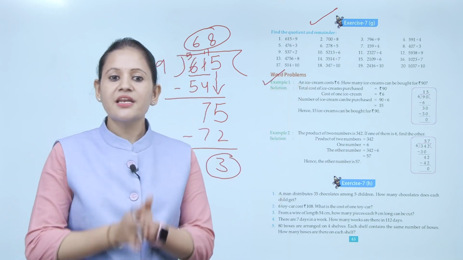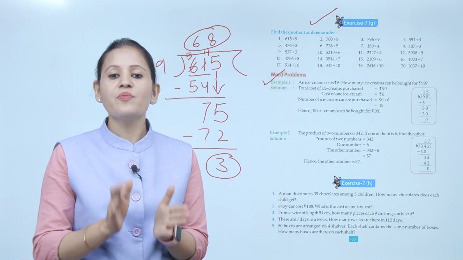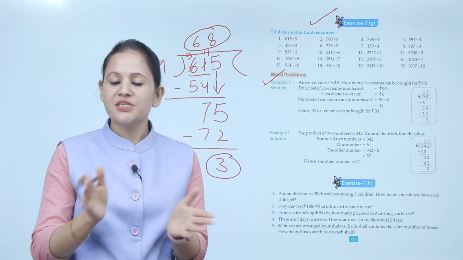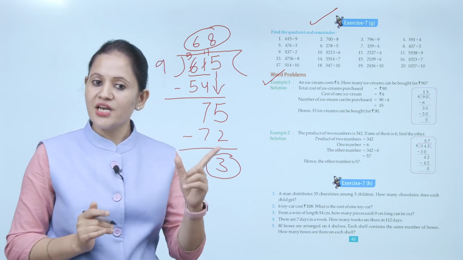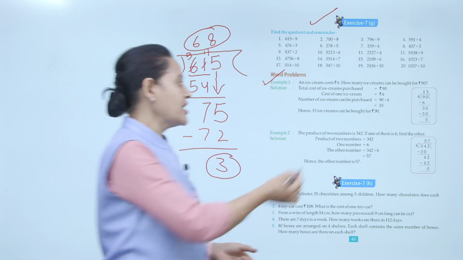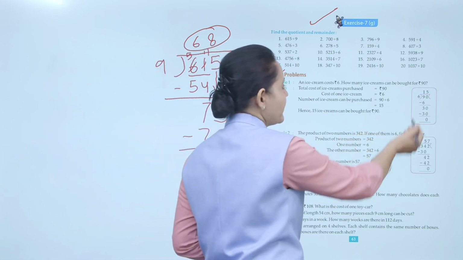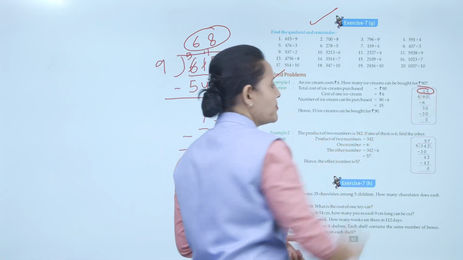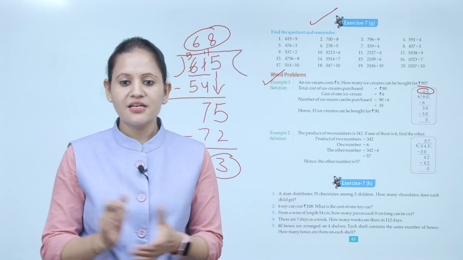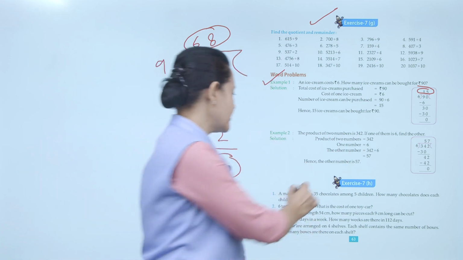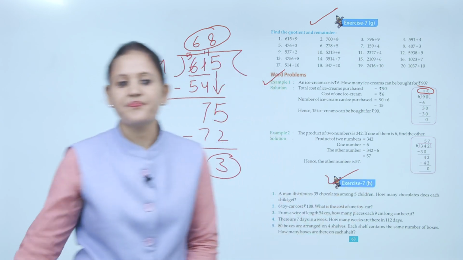We'll take an example here. An ice cream costs ₹6. How many ice creams can be bought for ₹90? So 90 rupees में हम कितनी ice cream खरीद सकते हैं? If one ice cream costs 6 rupees, so 90 divided by 6 equals 15. So we can buy 15 ice creams in 90 rupees. Clear? Next is exercise 7H.